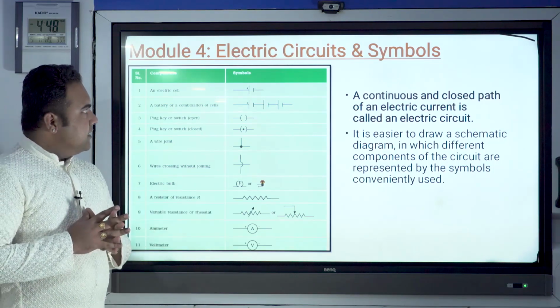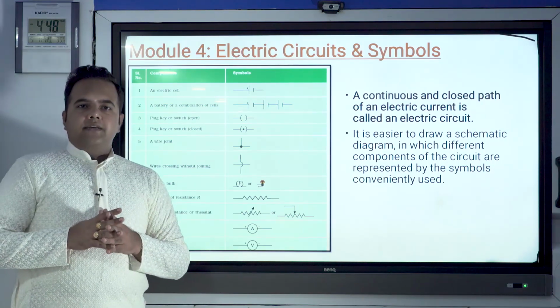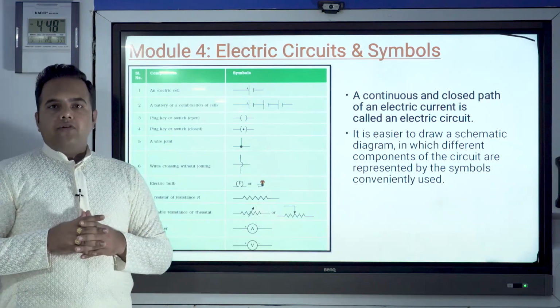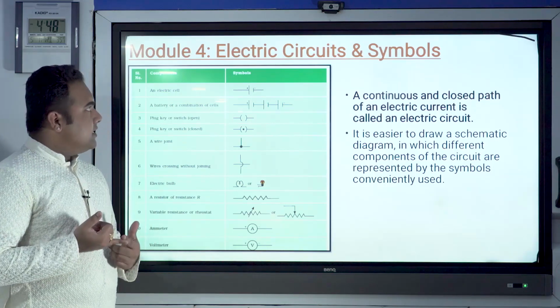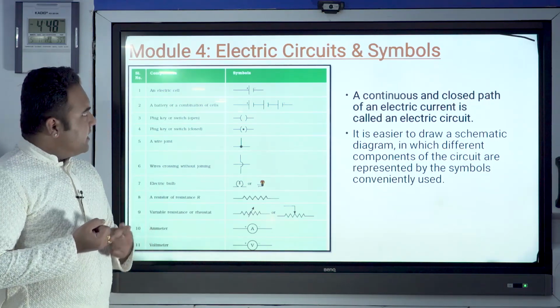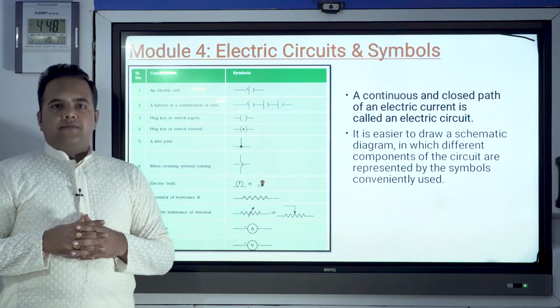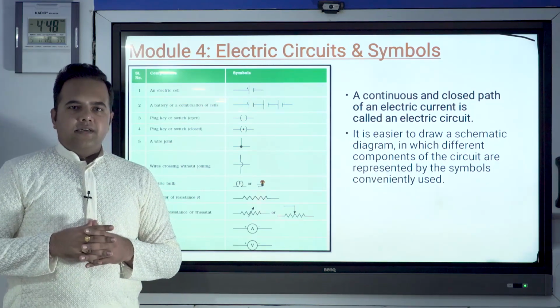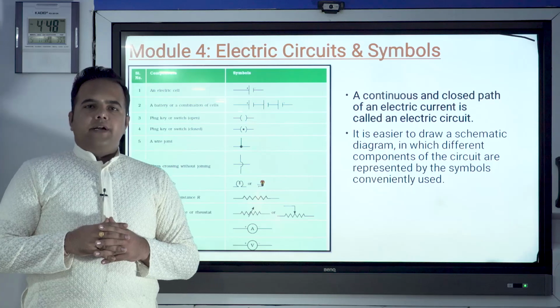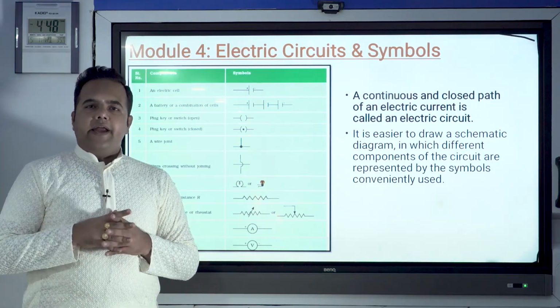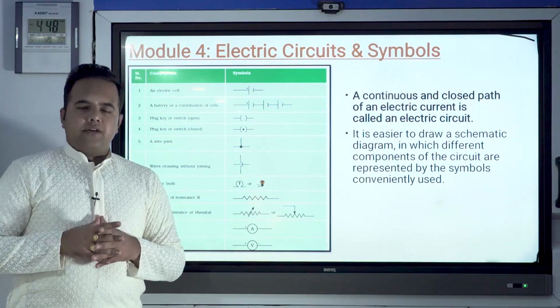So with this, we would like to complete the understanding of the first 4 modules, where we spoke of charges and then current, voltage and then electrical circuits. In the next lecture, we would be discussing a parameter called electrical resistance and Ohm's law, and then further.